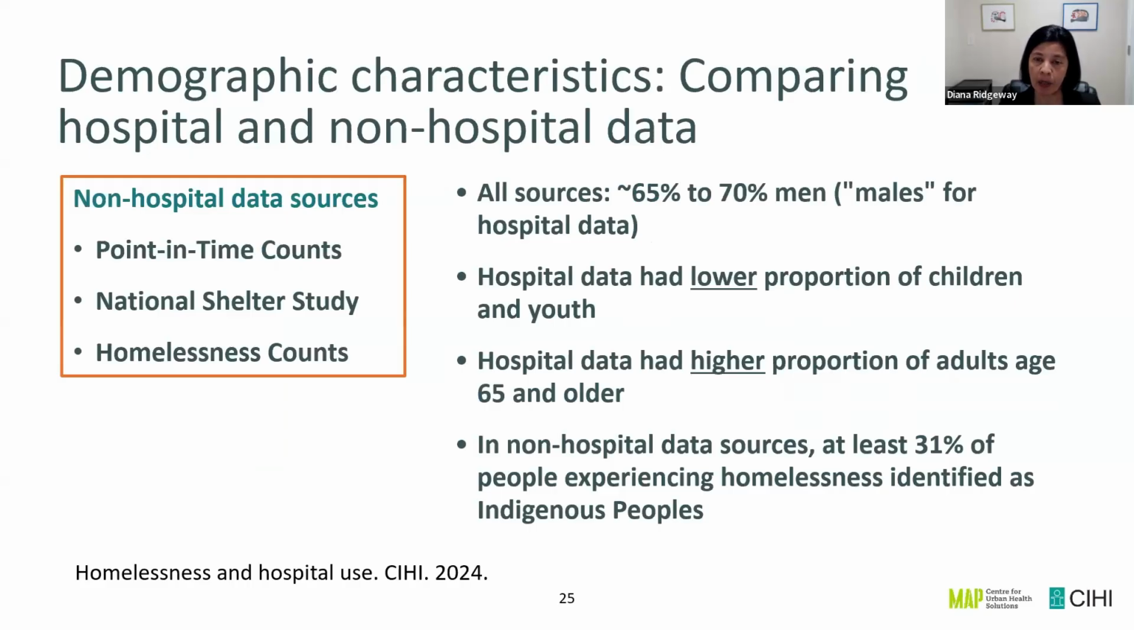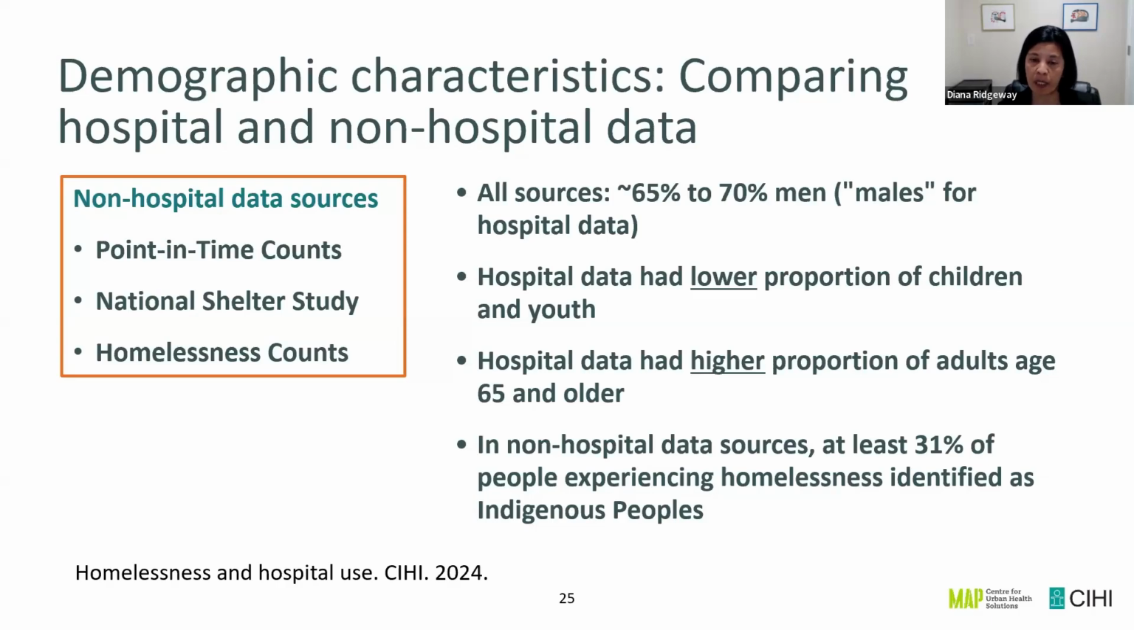With regard to the demographic data, we also explored how that profile would compare to the profile of people experiencing homelessness for which there are other data sources, which I've indicated here as non-hospital data sources. The first two, point-in-time counts and the National Shelter Study, are managed by a federal agency called Housing, Infrastructure and Communities Canada. And the third, Homelessness Counts, is a study that has been funded by the Public Health Agency of Canada, and it is co-led by Dr. Cheryl Forchuk and Dr. Richard Booth of the University of Western Ontario.